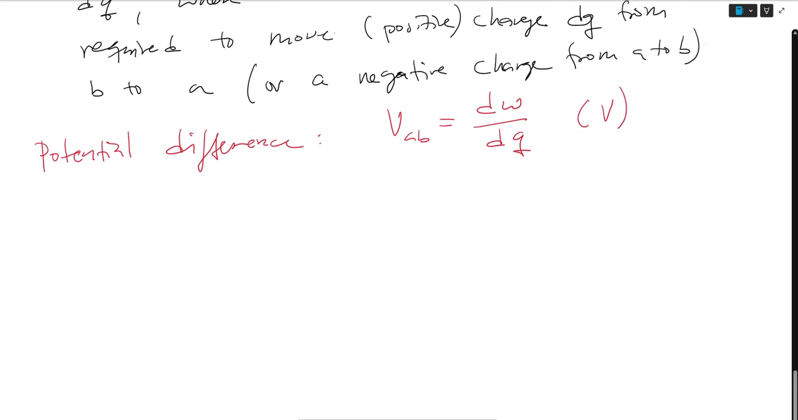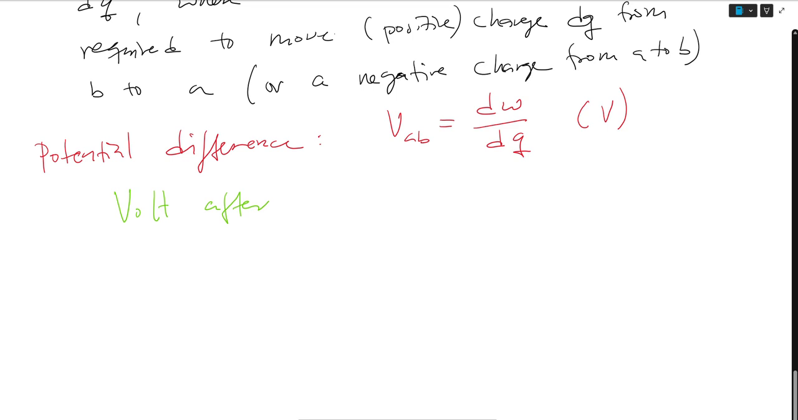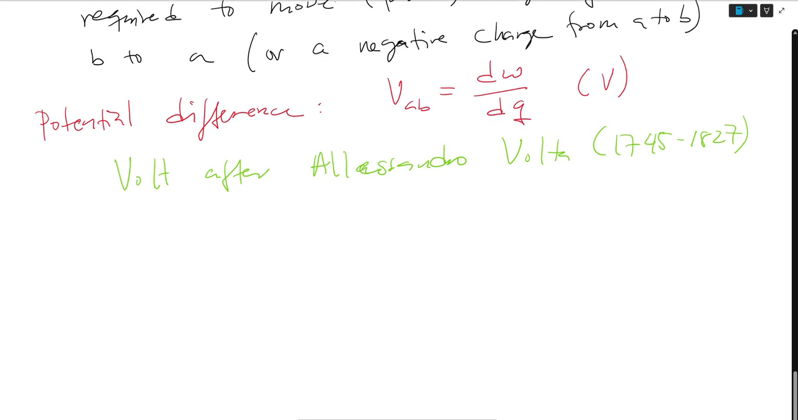And I always like to give credit to inventors, and it's named volt after Alessandro Volta, and he was the one who pioneered this section of engineering, or this area of engineering.